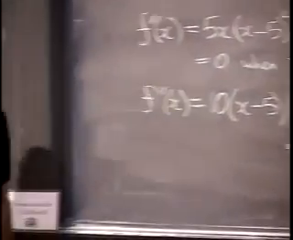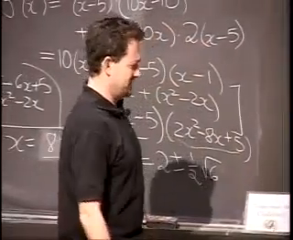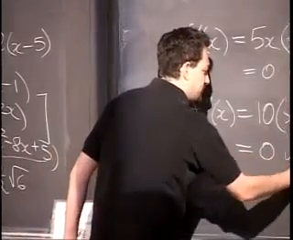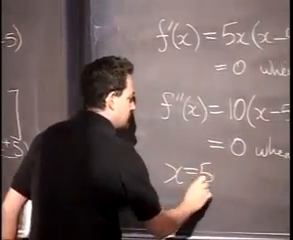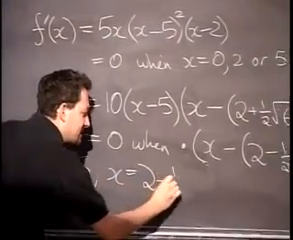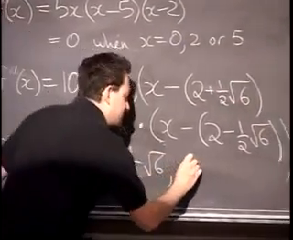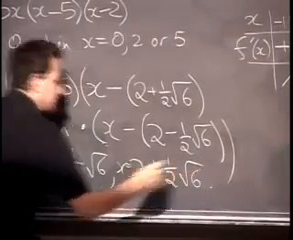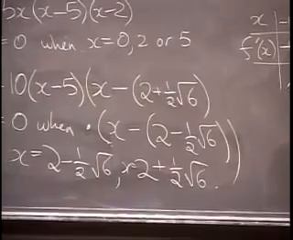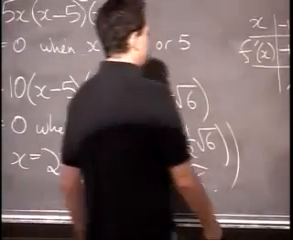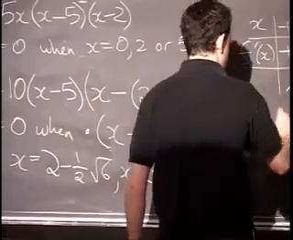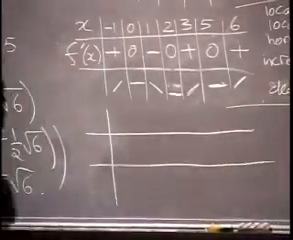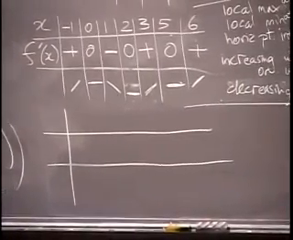If you can deal with these messy things, you should be able to deal with the nice things that often come up as well. In any case, this equals 0 when x equals 5, x equals 2 minus a half root 6, or x equals 2 plus a half root 6. And now we have to draw up a table of signs. It's going to be a little bit messy because of these messy numbers.